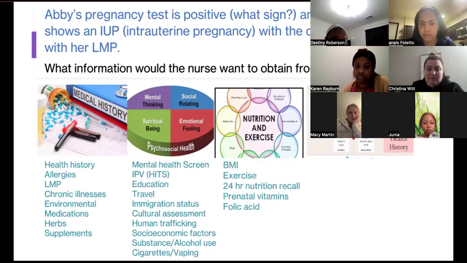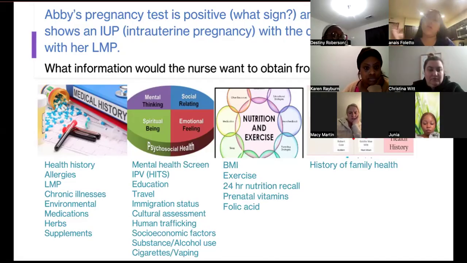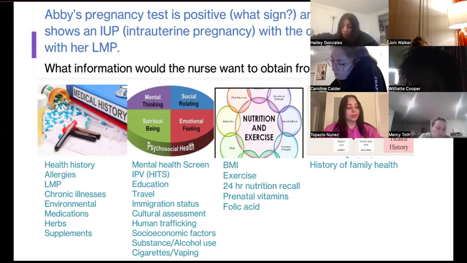So, we want to get all of this stuff. A health history, allergies, we want to know her last menstrual period, any chronic illnesses that she may have, any family history of chronic illnesses. What is her environment like at the house? Where does she live? Who does she live with? Who pays the bills? Her socioeconomic status, all that stuff.